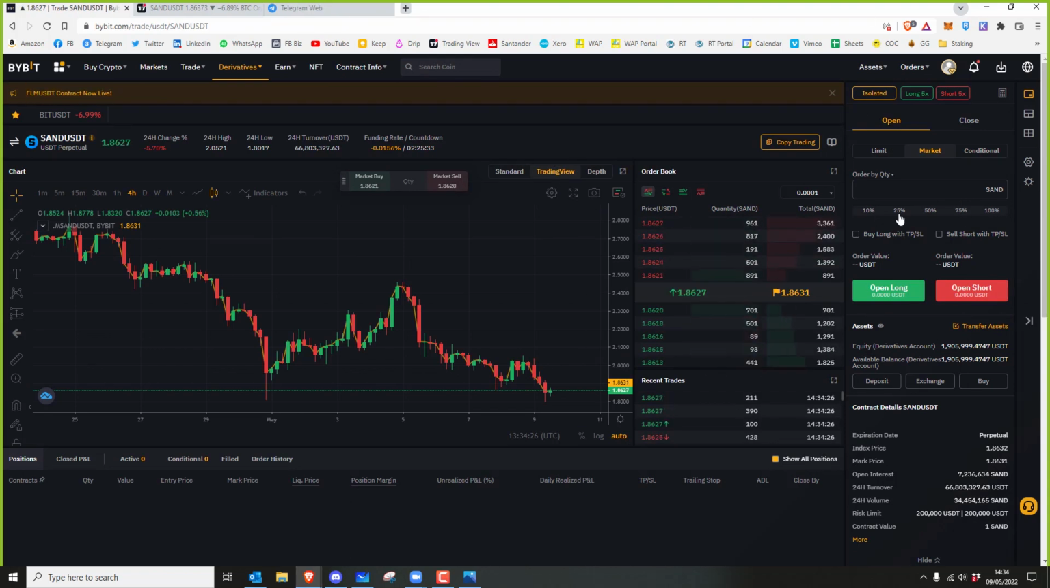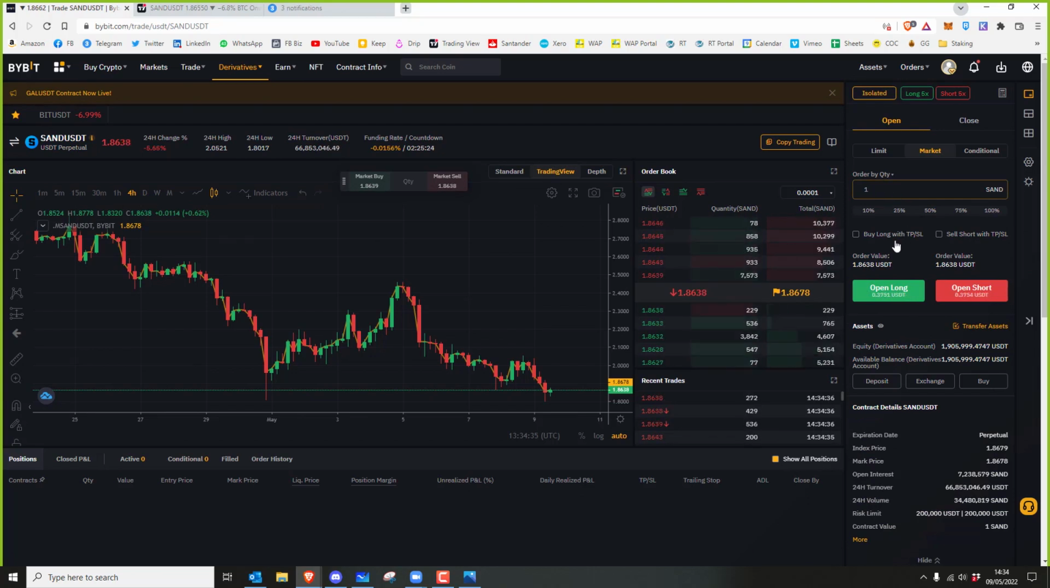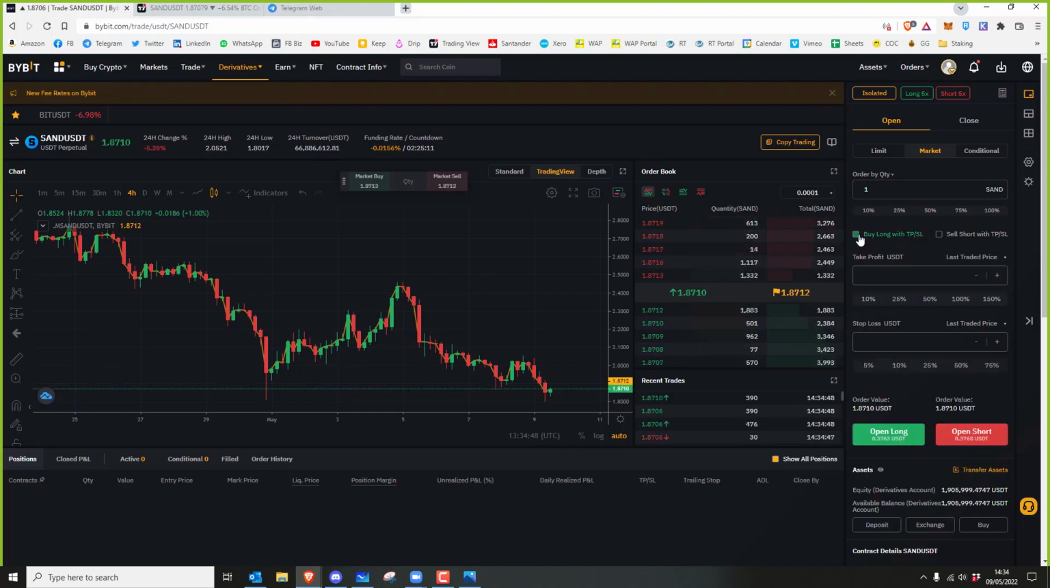And then I normally just hit one. So you put the position size in first. Let's just put 1 to make things simple. You then need to put a stop loss. So we're going long, so you click buy. It says buy long, that makes no sense, with take profit / stop loss. So click that, and I go straight to the stop loss bit.